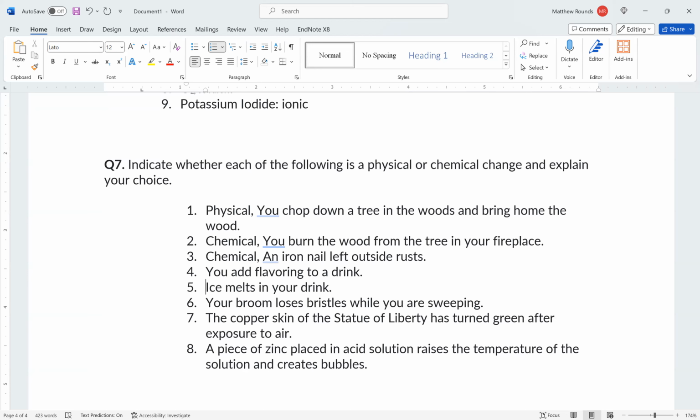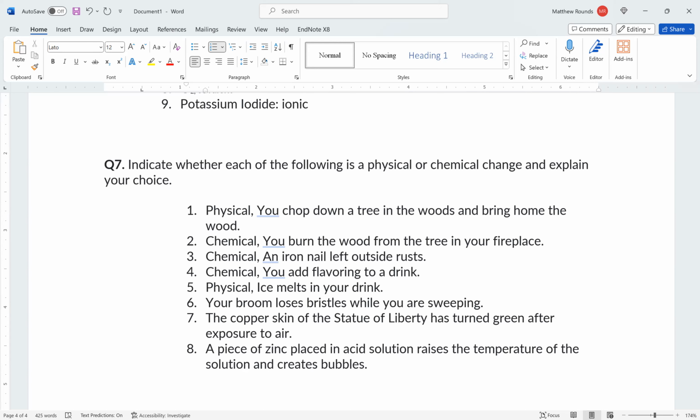All right. How about ice melting in your drink? I'm going to say that's a physical reaction. The ice is just part of the water now. It's still there basically, just in its liquid form. Now adding flavoring to a drink is a little bit different. Are you changing it when you add flavor? Yes, you are, because it could be flavored with a specific color. Kool-Aid is a good example of that.